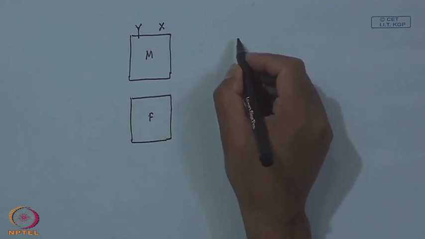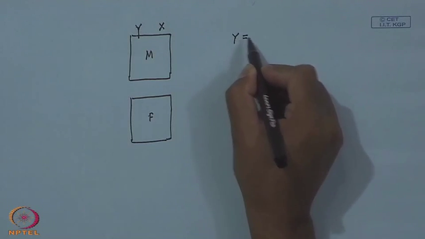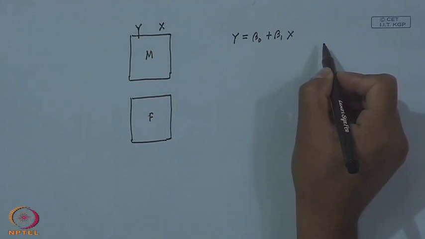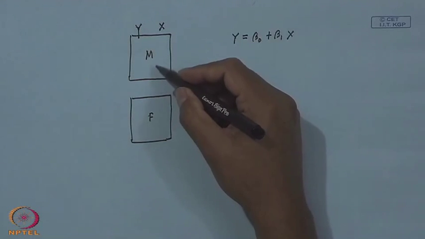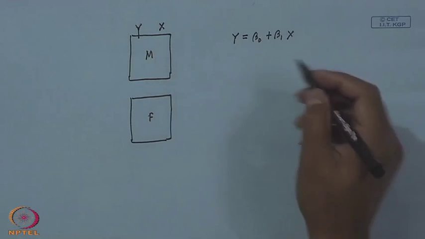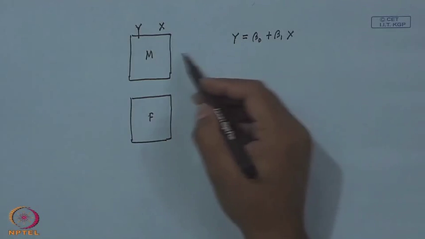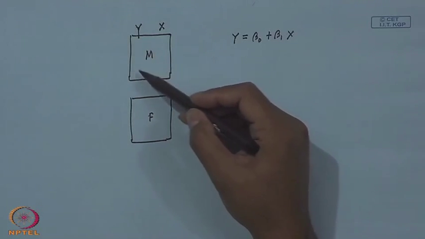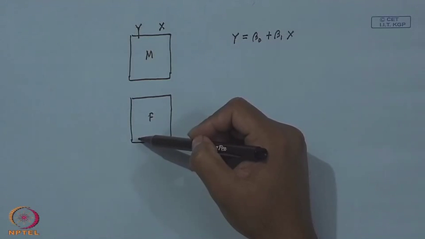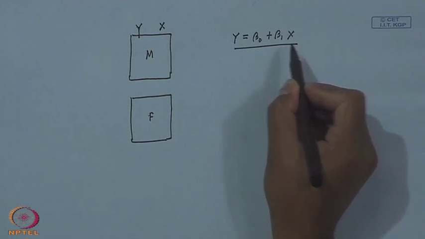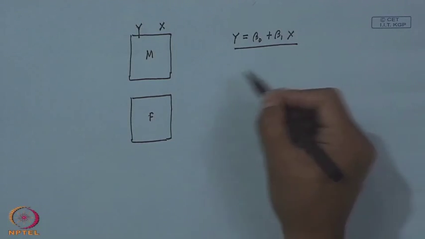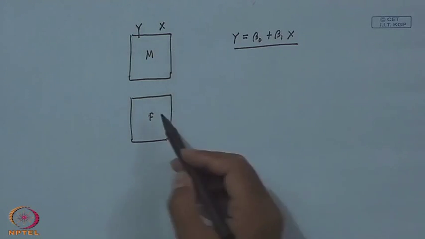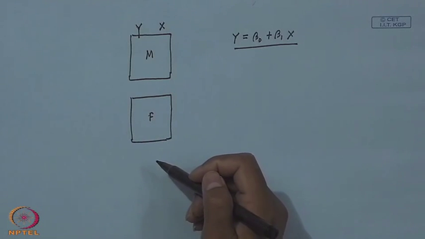So, it is not advisable to fit a model like y equal to beta naught plus beta 1 x for all the data together, because if there is a significant difference in the response between the male data and the female data, this is not recommended. So, what we need to do is incorporate the qualitative information that one set of data is for male and the other set of data is for female.